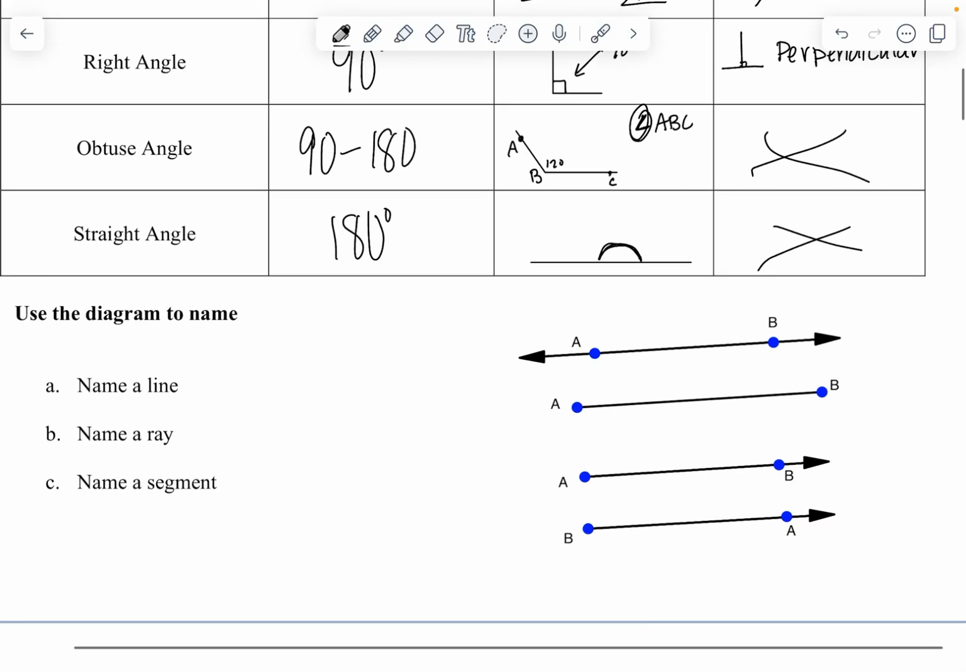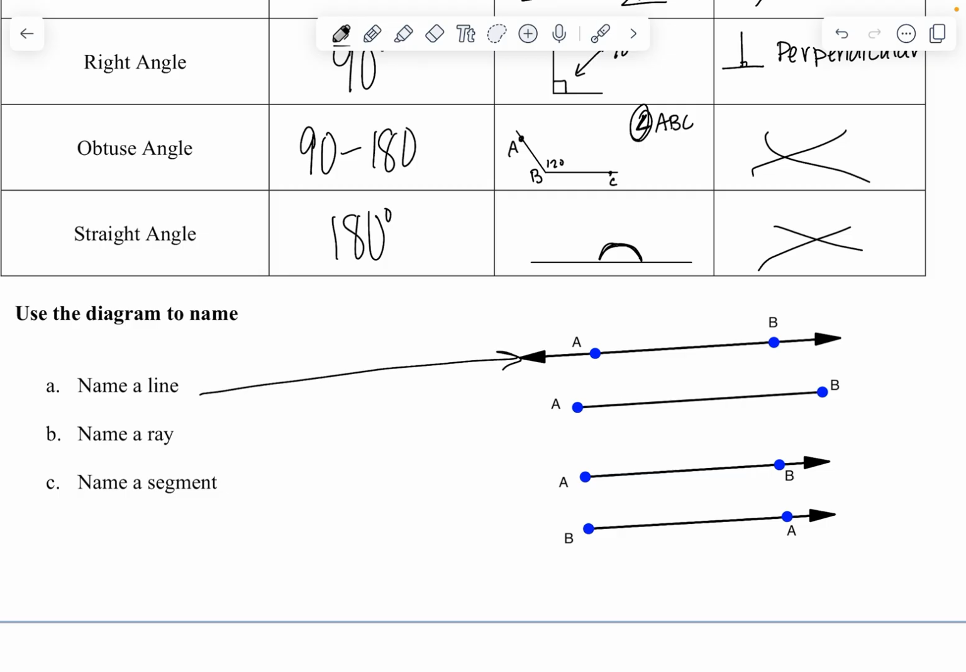So if I'm naming a line in this diagram here, so a line goes off in both directions, which would be this one right here. And we name that using the points, so we could say it's either AB with a line over the top or BA.